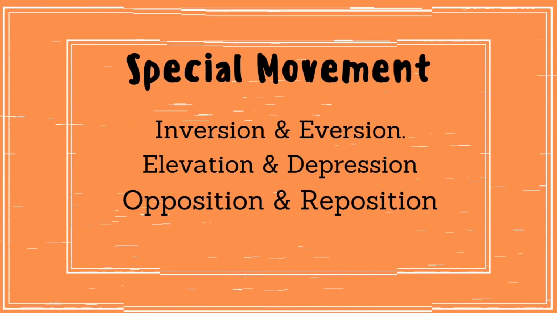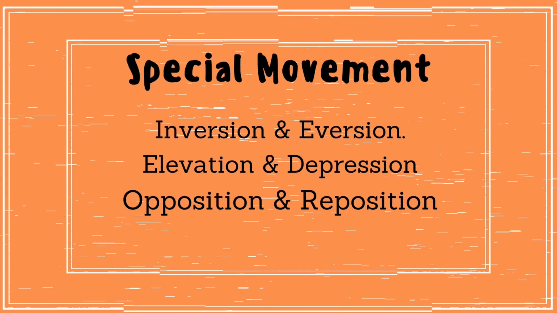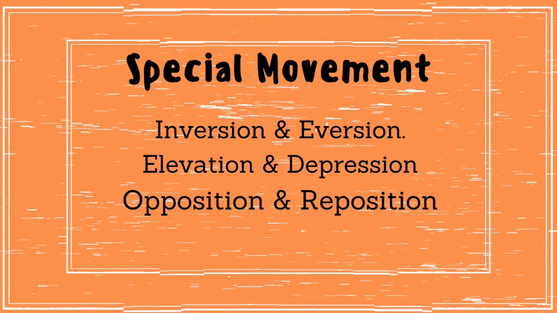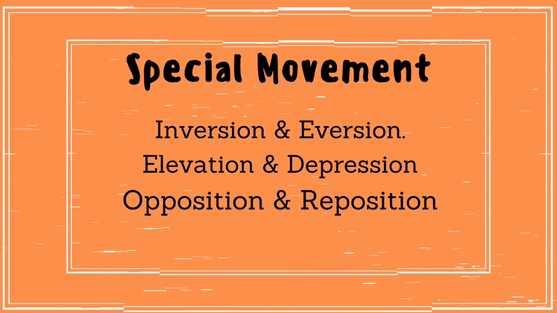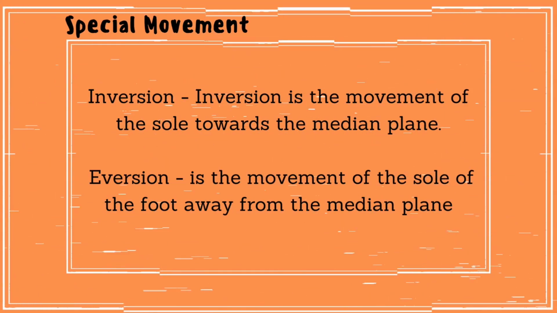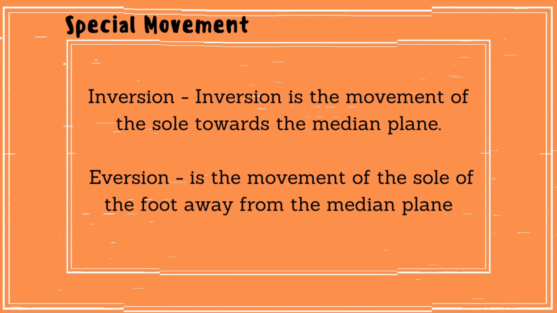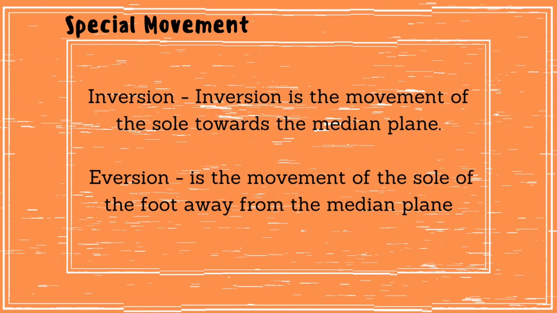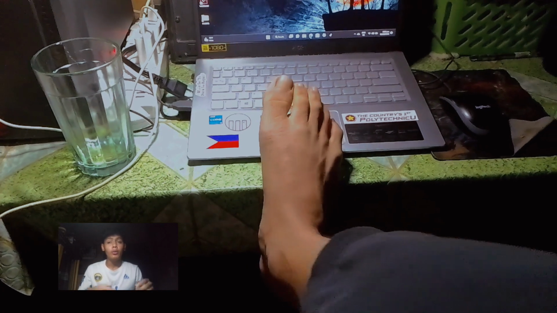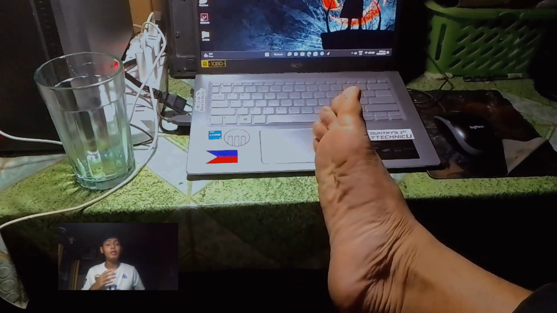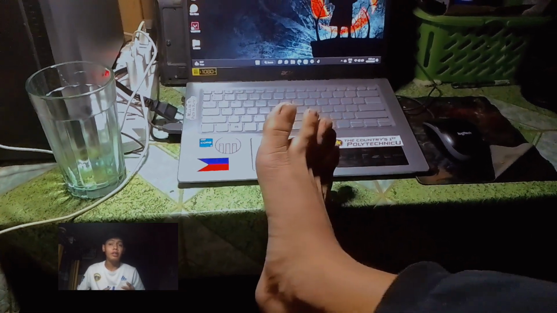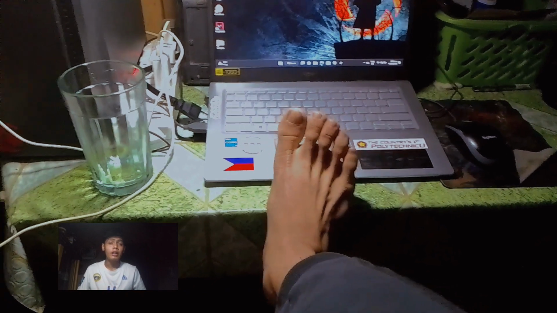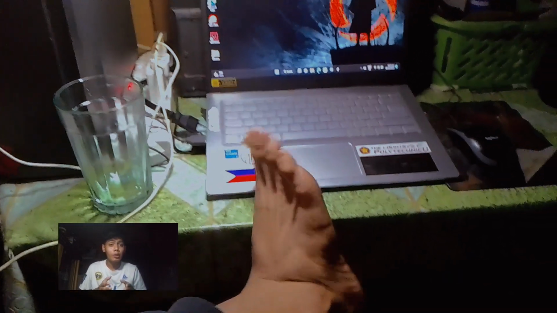Next is the special movements. There are inversion, eversion, elevation, depression, and opposition and reposition. So first is the inversion. When we say inversion, it is the movement of the sole towards the median plane. And when we say eversion, it is a movement of the sole of the foot away from the median plane. In inversion, the sole is turned in toward the midline, whereas in eversion, the sole turns away from the midline.